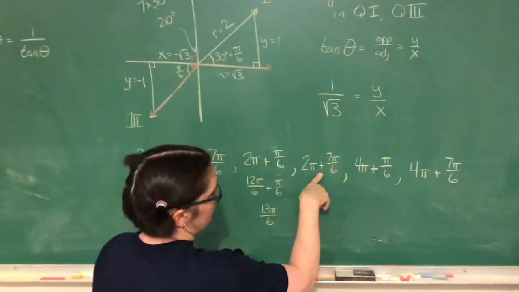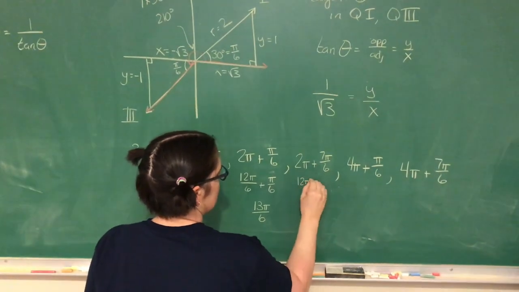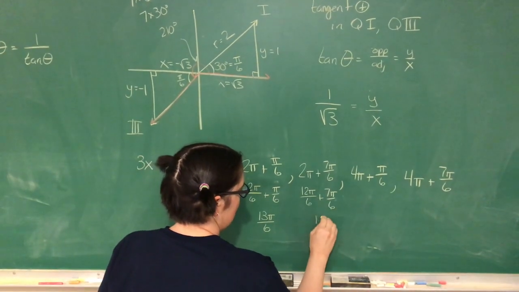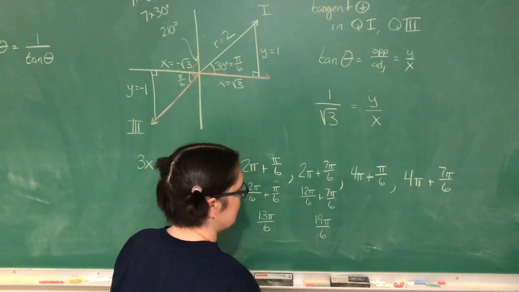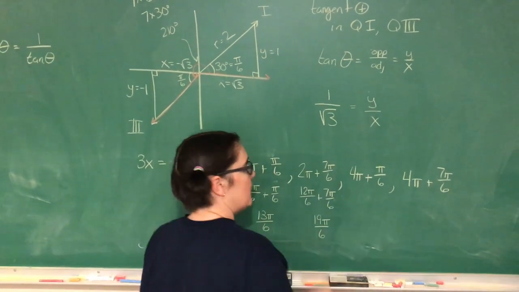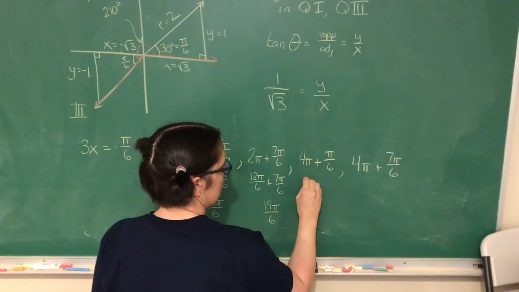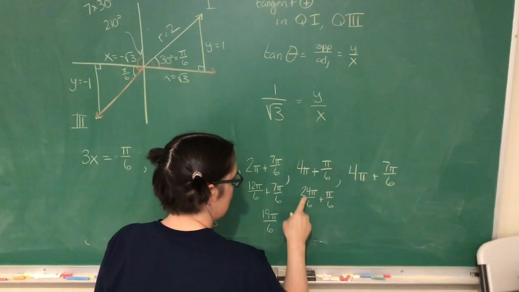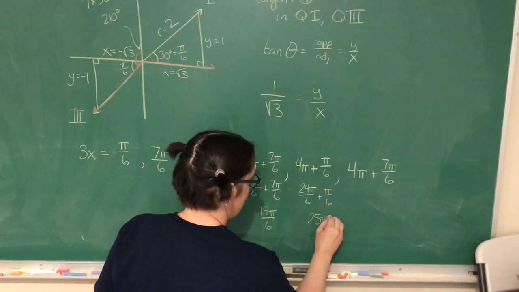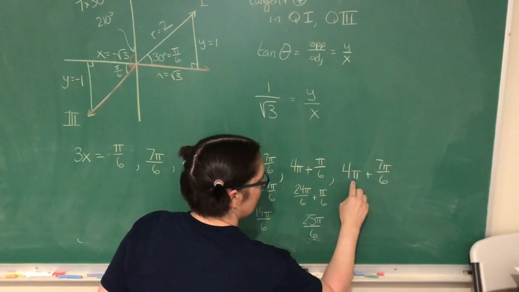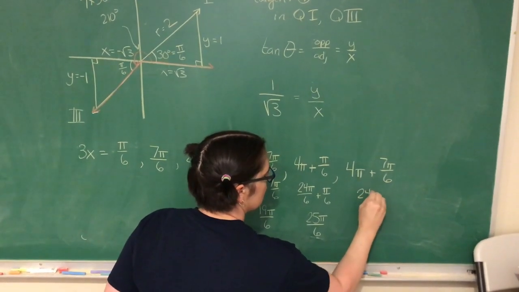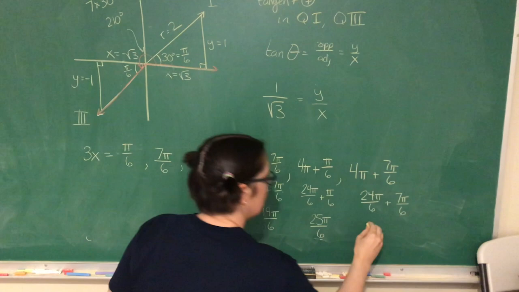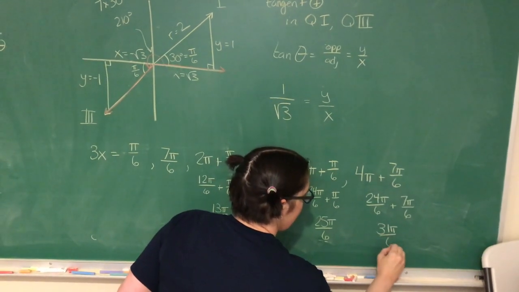The 2 pi plus 7 pi over 6, common denominator is 12 pi over 6 plus 7 pi over 6. So that gives me 19 pi over 6. This 4 pi plus pi over 6, common denominator gives me 24 pi over 6 plus pi over 6. And so that's 25 pi over 6. And our last one, common denominator, 24 pi over 6 plus 7 pi over 6. 24 and 7 is 31 pi over 6.